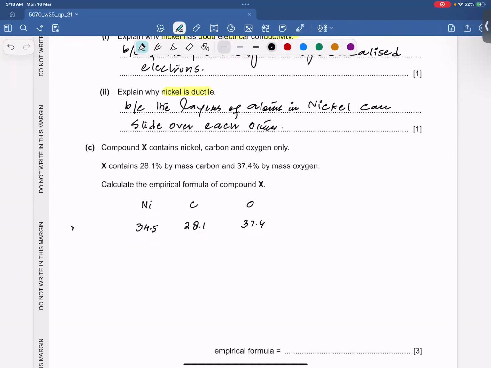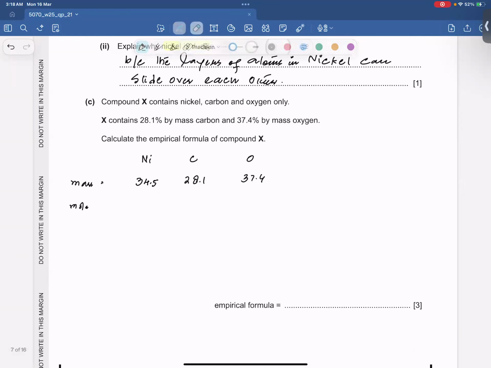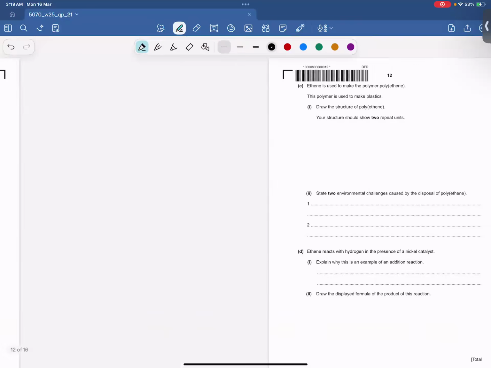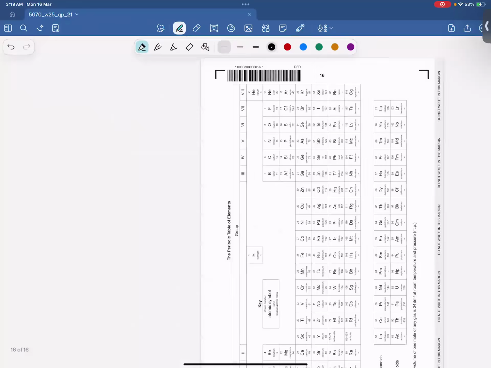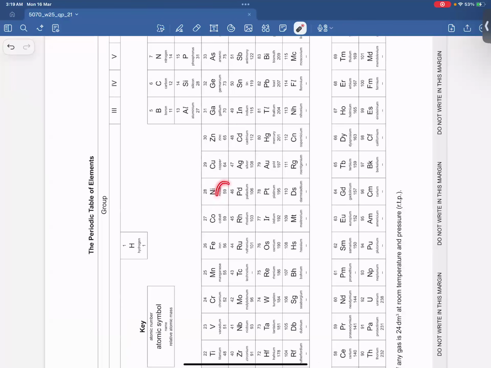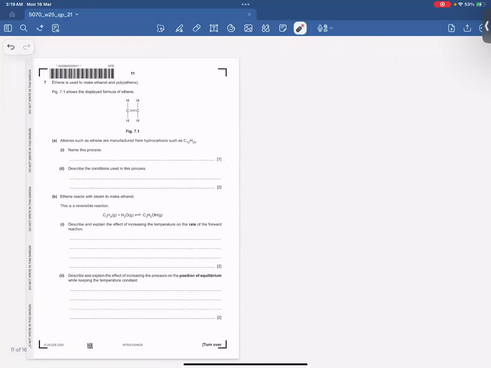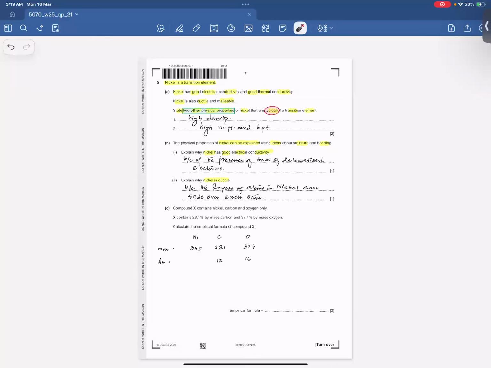Now this is the mass of the element. Let's talk about the relative atomic mass of nickel. Carbon is 12, oxygen is 16. Let me get the mass of nickel by using the periodic table. So nickel is basically 59, I believe. Yeah, 59.